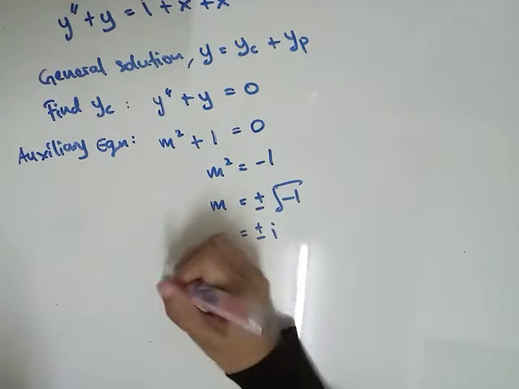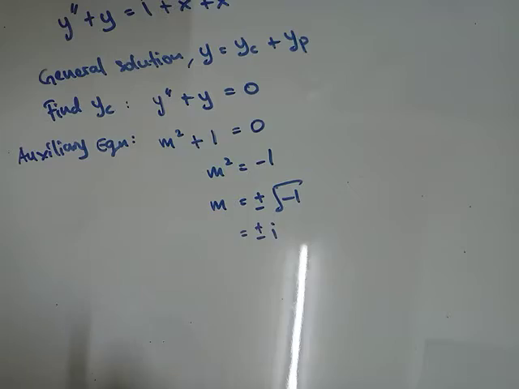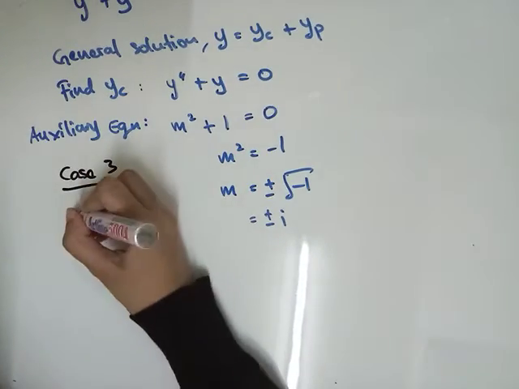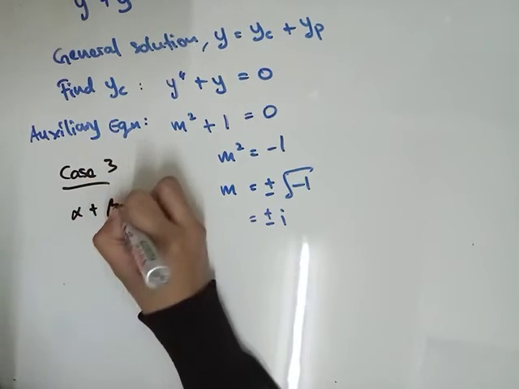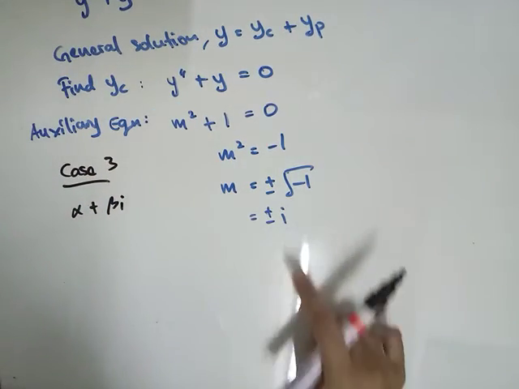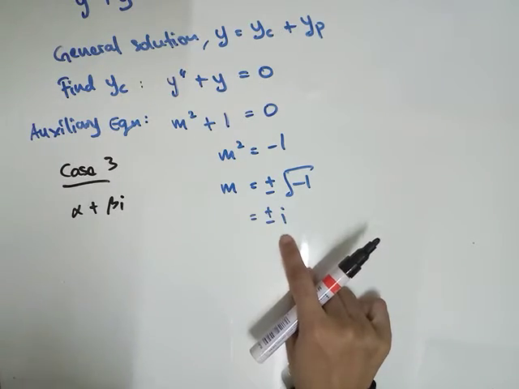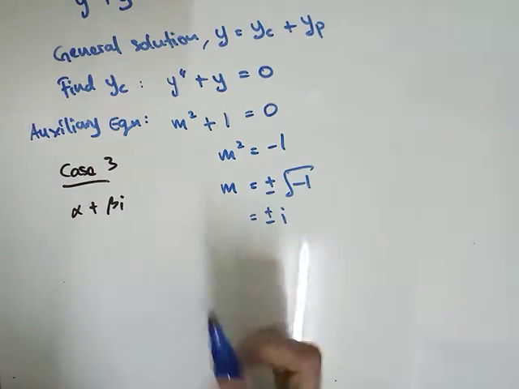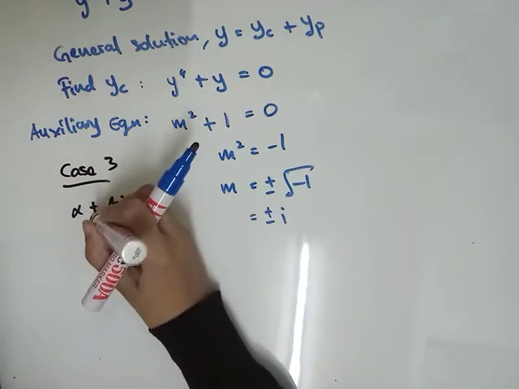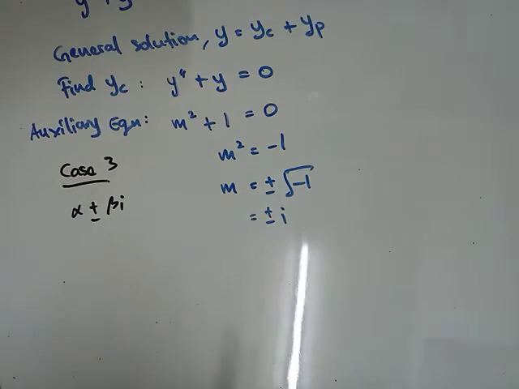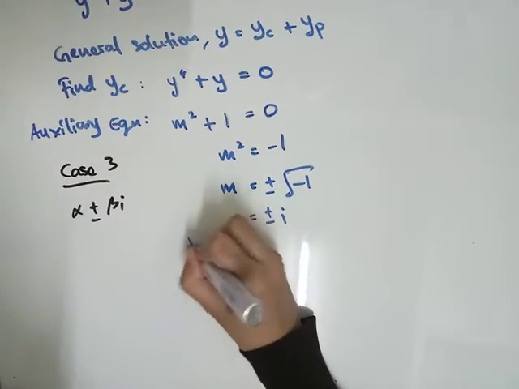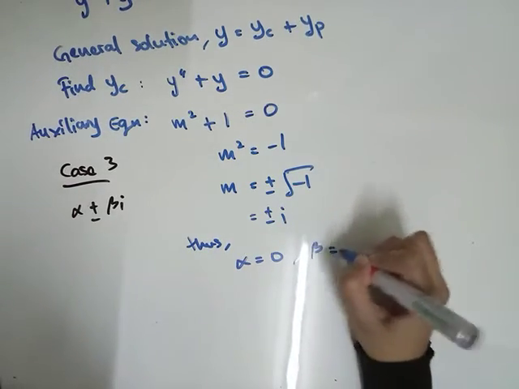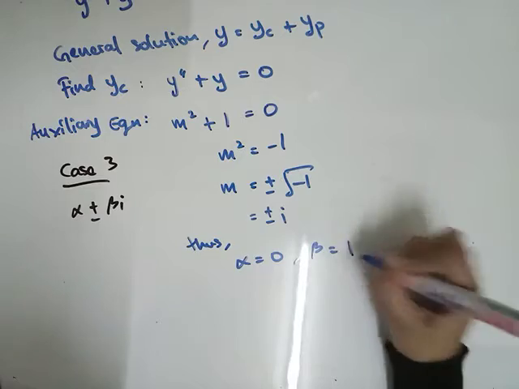So thus, in case 3, the general form is alpha plus minus beta i. For this one, is there an alpha? There is no alpha. Thus, alpha is equal to 0. What about beta? Beta's value is 1.